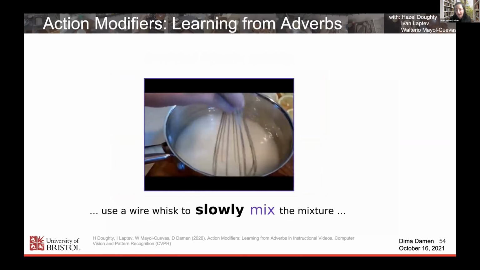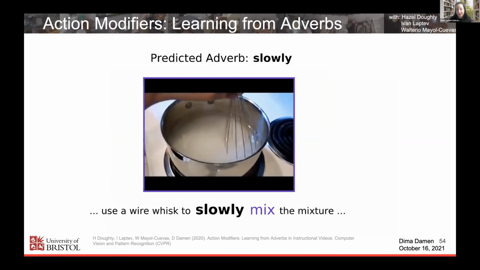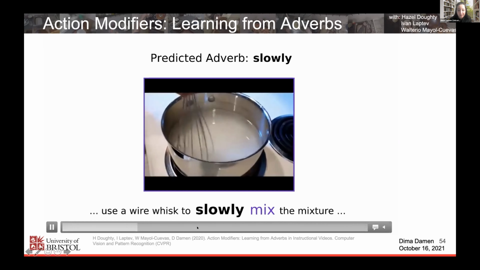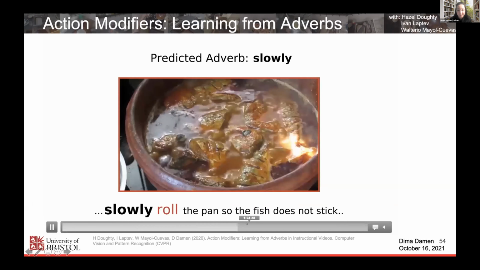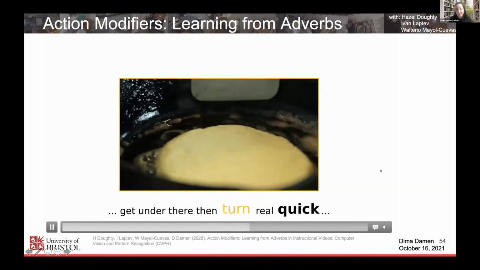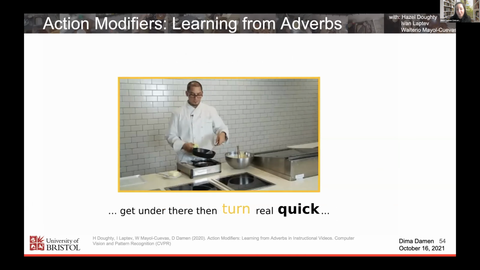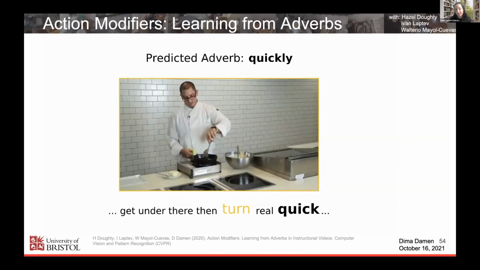So this is mixing slowly. And again, you're localizing the action by the thickness of the border and then predicting the adverb. I think one of my favorite examples is this turning example. So I'll just show you that. So this is turning quickly. And again, we're waiting for the turning to know whether it will happen quickly or slowly. And once the action is localized, the adverb is predicted.